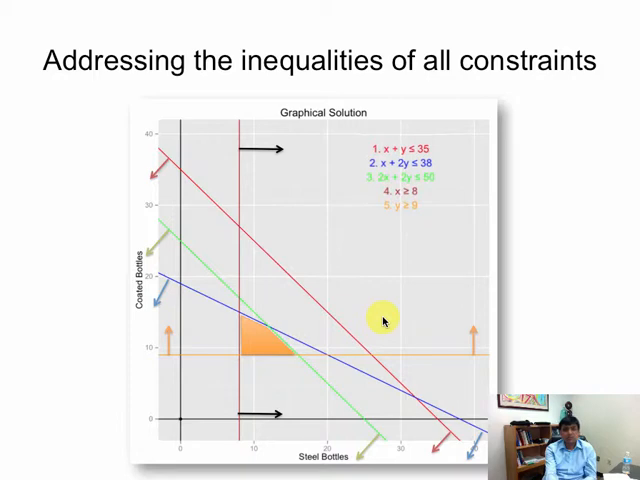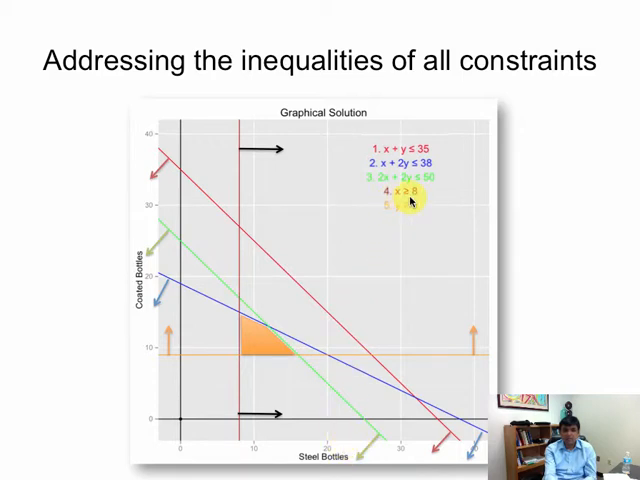What's the next step? We identify the direction because of the inequalities. So x plus y is less than or equal to 35, that means the region on the lower side of the line. X plus 2y is less than 38, again that means this region. And then we have 2x plus 2y is less than 50, that means this region below the green line.